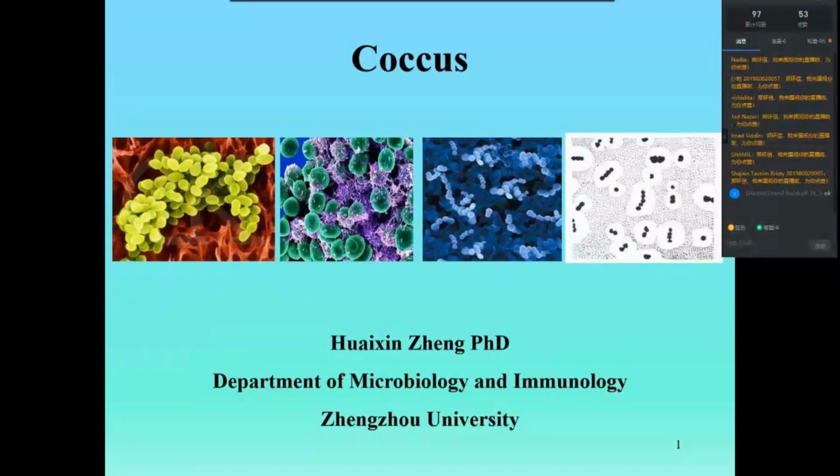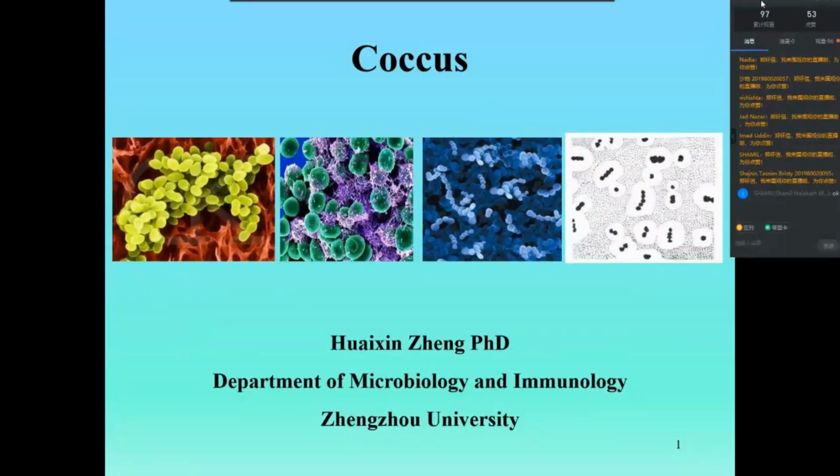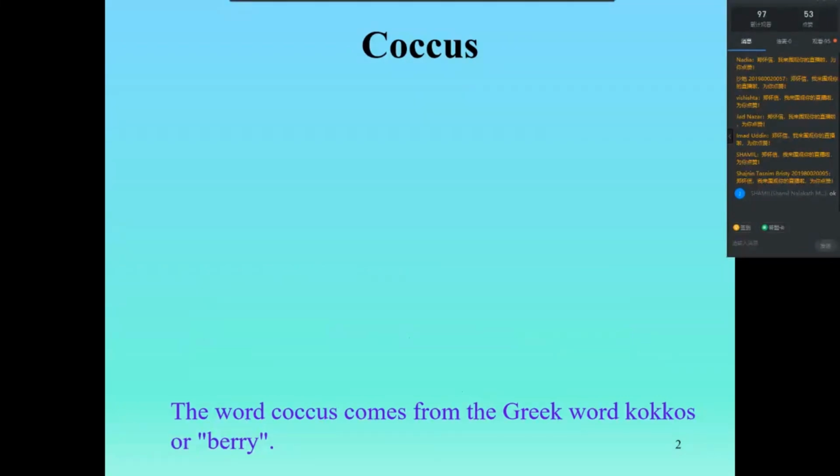So Coccus. We learned previously that Coccus is a group of bacteria showing the spherical morphology, like balls. The word Coccus comes from the Greek word Kokkos, which means berry. So Coccus is a group of bacteria similar to round balls or berries.